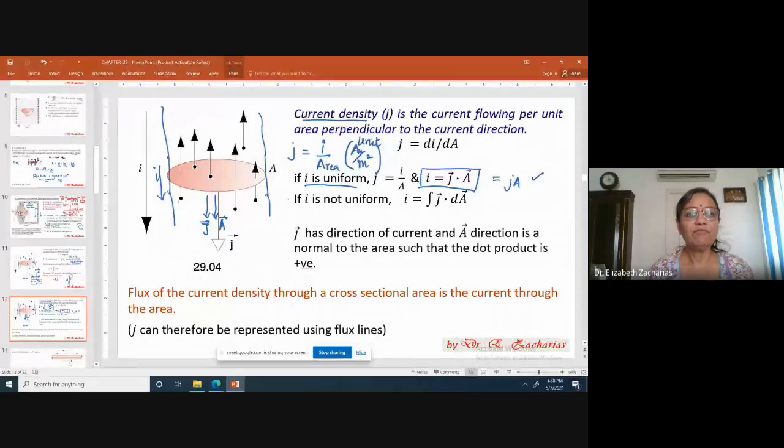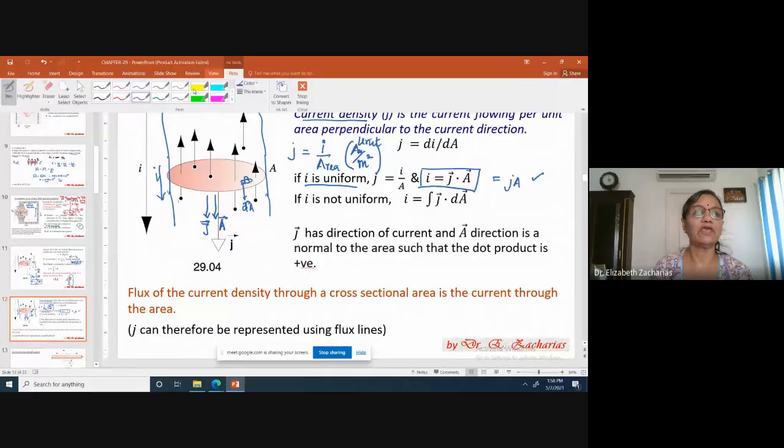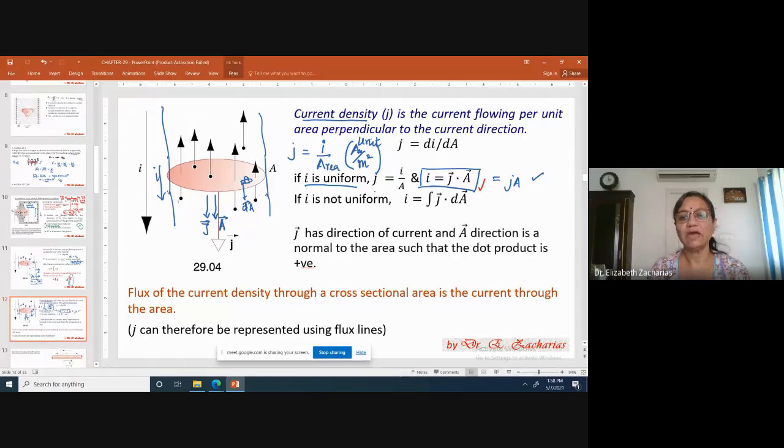What I mean is, I have my total area A, which I can divide into a number of small areas. Each I call dA, let us say. Then the amount of current flowing through each of these should be the same. Then I say that the current flow for this entire cross section is uniform. If that is the case only, this definition holds good. I equal to J dot A holds good only in that case, and J equal to I by A holds good only in that case.